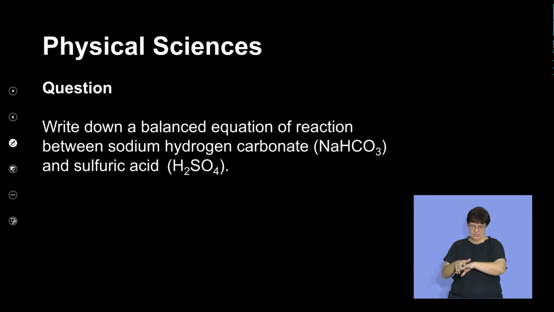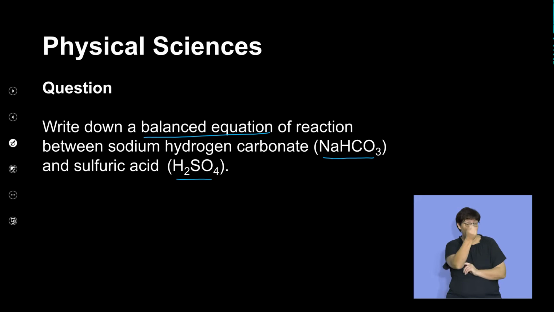It says, write down a balanced equation of reaction between sodium hydrogen carbonate, the formula is given, okay, and sulfuric acid, also the formula is given. So the key thing here, we need to understand what type of reaction this is in the first case. This is a metal carbonate plus an acid. So it's a type of reaction. So what are our reactants? Our reactants are sulfuric acid, H2SO4, right?